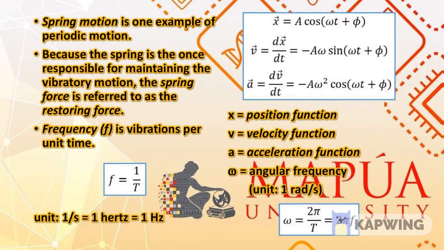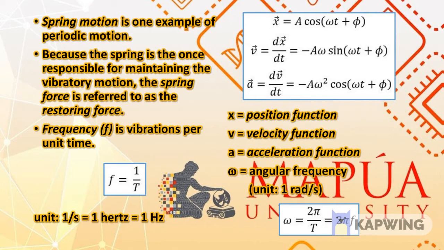Spring motion is just one example of periodic motion. In spring motion, the one responsible for maintaining the vibratory motion is, of course, the force applied by the spring, or the spring force. The spring force here is therefore referred to as the restoring force. By definition, the restoring force is the influence or force responsible for maintaining the vibratory motion. As such, the spring force is called the restoring force in spring motion.